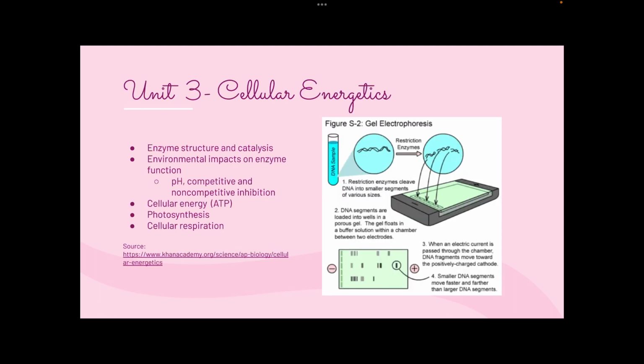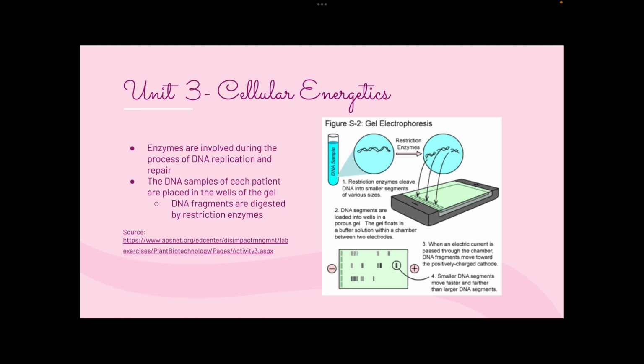So the first unit I chose is Unit 3, and Unit 3 covers cellular energetics and includes the topics of enzyme structure and catalysis, environmental impacts on enzyme function, pH, competitive and non-competitive inhibition, cellular energy, which is ATP, photosynthesis, and cellular respiration. This unit connects with our focus of the lab because it highlights the processes of DNA replication and repair and also involves the use of enzymes and their role in cellular energetics.